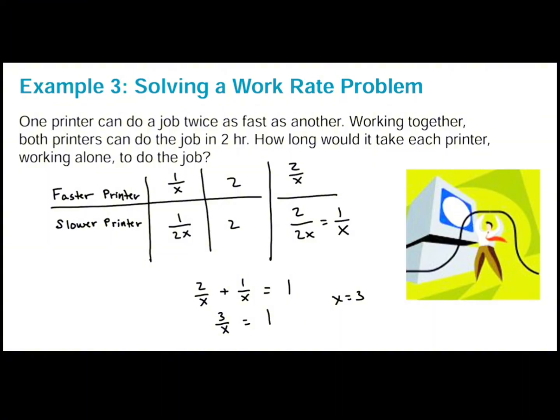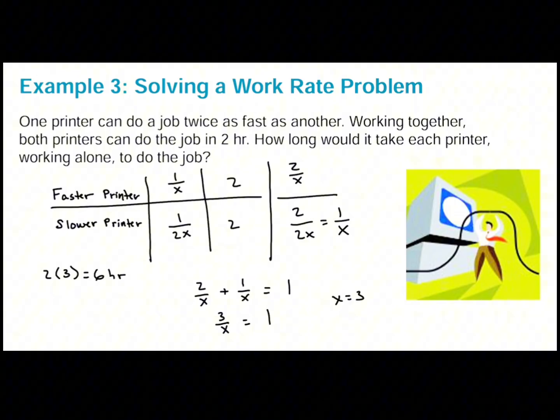Let's look at all the things that we have. We know that X is equal to 3. We know how much time one takes. It says how long would it take for each printer to do the job alone? Let's look at that. We know that X is equal to 3, so it's 2 times 3, which is equal to 6 hours. So it should take 6 hours for the slower printer to do the work. So that's 6 hours that the slower printer should take to finish the job.